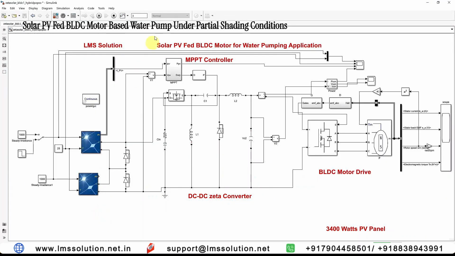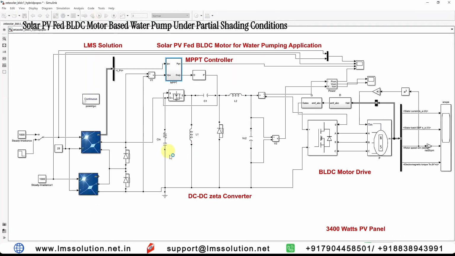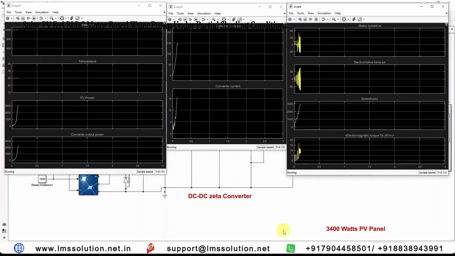Let me change the response. Let me change this to PSO and then check the response. For the initial duration from 0 to 1 second, the panels will be under a uniform irradiation condition. Both panels have 1000 watts per meter square. After 1 second, the first panel irradiation changes from 1000 to 500, and that means the partial shading condition is created for panel 1.